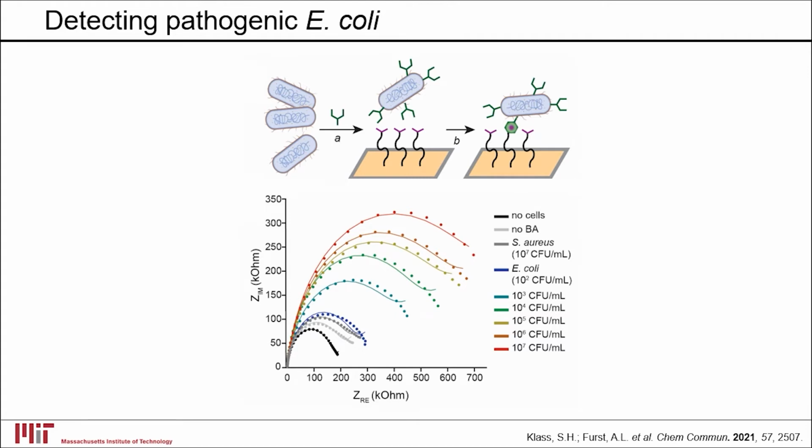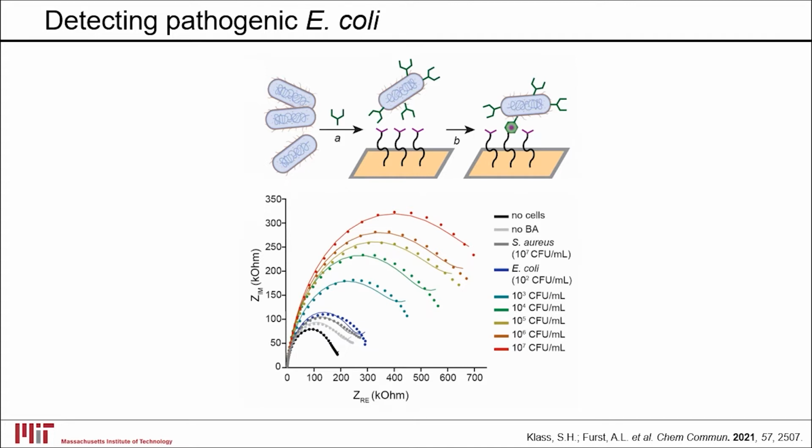So shown on the top here is just a reminder of our process. We take E. coli that might be present in a sample, and we incubate them with the synthetic amino acid. If the E. coli incorporate that amino acid, they will be tethered to our electrode surface through a covalent bond. We can see on the bottom, we have our raw impedance data in these dotted lines, and our curve fits based on our equivalent circuits in these solid lines.